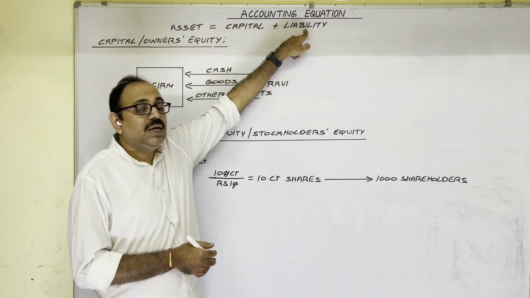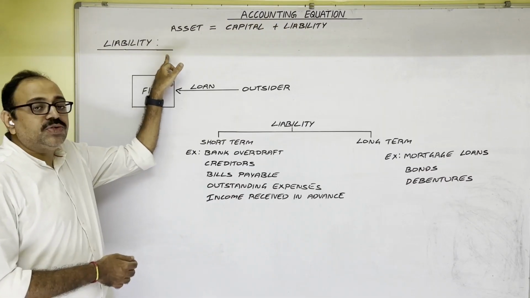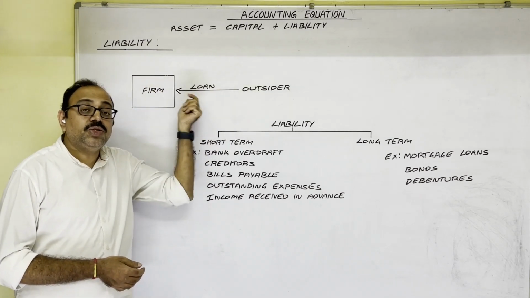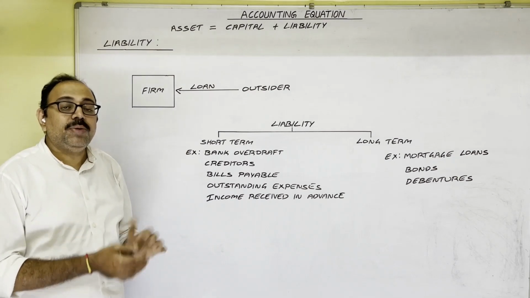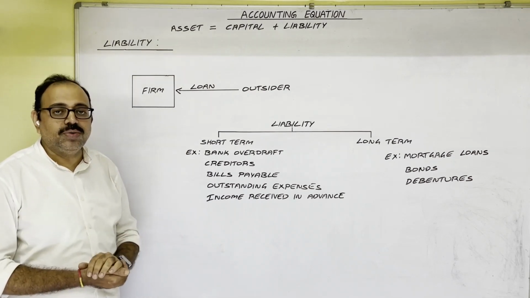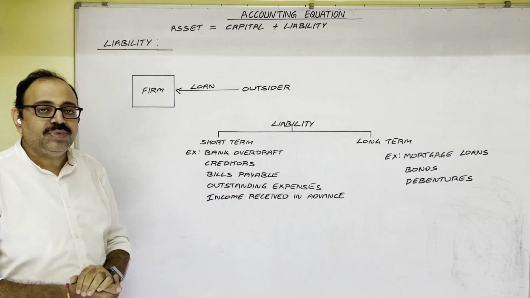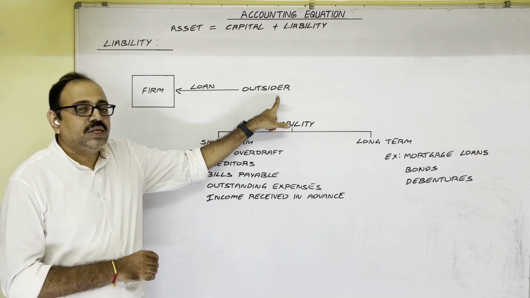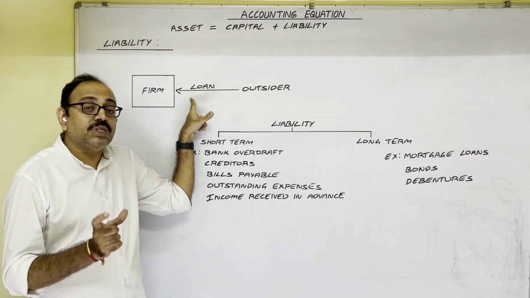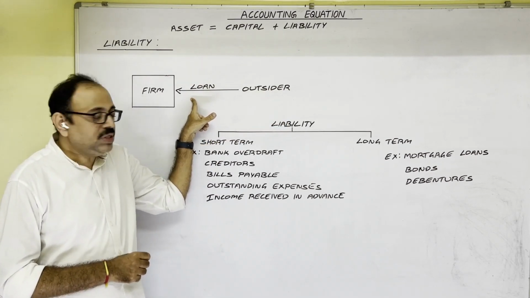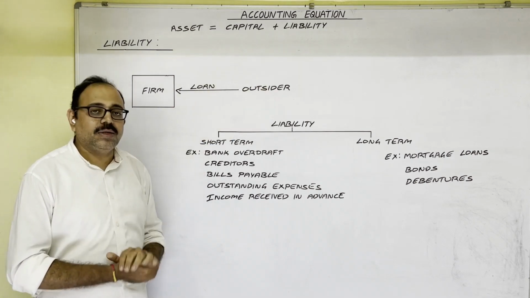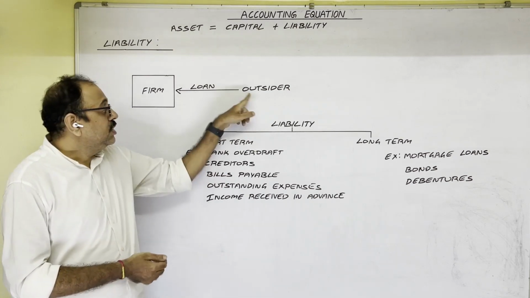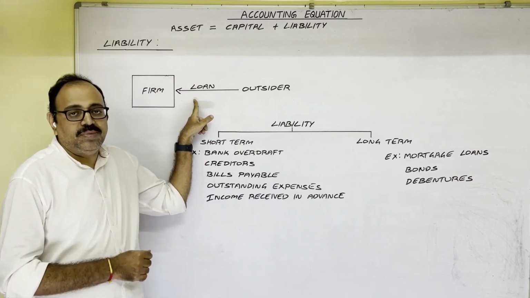Then the third element is liability. Liability means what? When a firm takes a loan from an outsider, that is known as liability. So from insiders, when a firm is taking a loan, that is known as capital. No? Insiders means firm owners. From outsiders, when we take a loan, it comes under liability. Suppose the firm is taking a loan from a bank. So here the bank is an outsider. Therefore, that bank loan comes under liability.